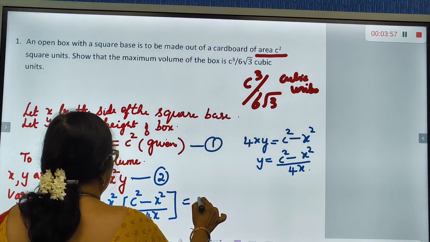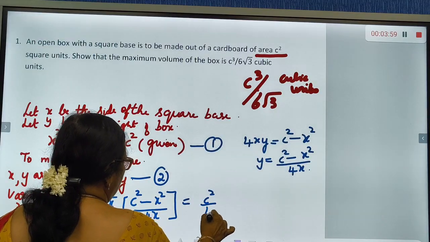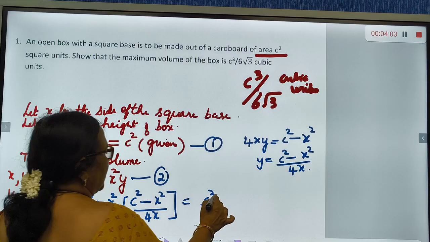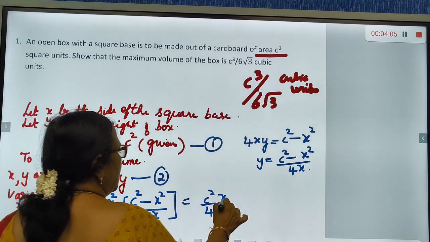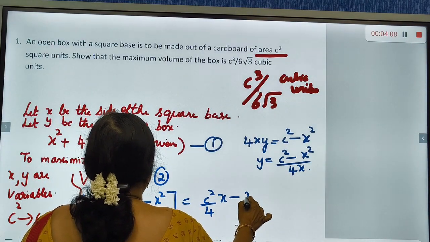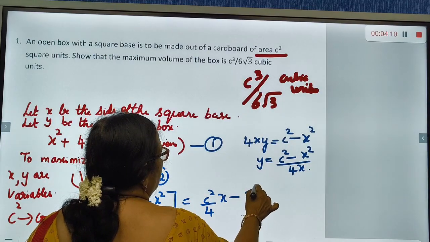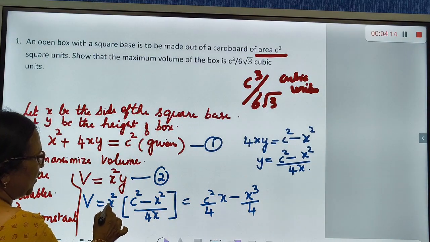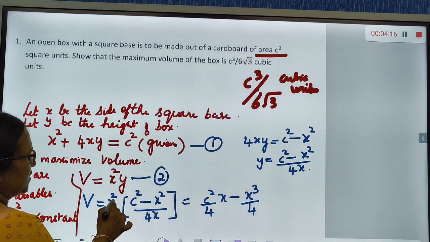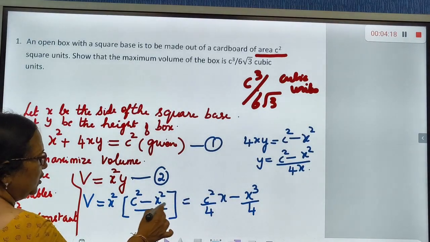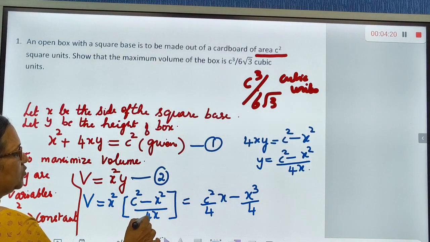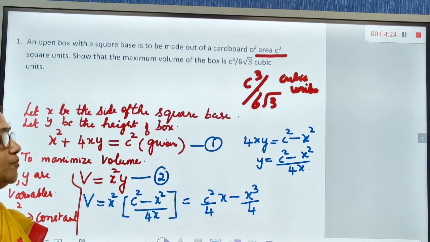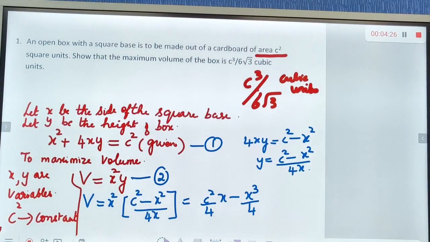This will be c square by 4. I am just simplifying the volume. 1x will get cancelled, giving me x, minus x power 4 by 4x, which will give me x cube by 4. This is c square into x square by 4x. 1x gets cancelled, so c square x by 4. This is x power 4 by 4x. 1x gets cancelled, giving you x cube by 4. We can cancel x because x is the side of the base.